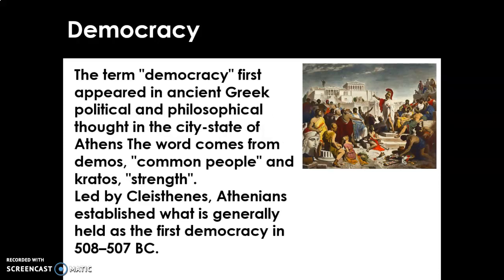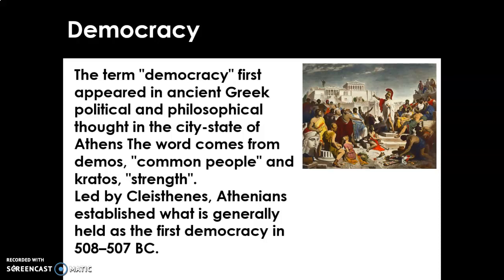The term democracy first appeared in ancient Greek political and philosophical thought in the city-state of Athens. Okay, Athens was the center. So we're back in the city-state of Athens, and the word comes from demos, common people, and kratos, strength, the strength of the people, which, as I said, is a brilliant ideal, but in practice, it's not like that song. We want to be like Common People by Pulp. Common people actually meant male, particular age, particular standing, a citizen. So there were actually a lot of restrictions in place. But it was a really good idea, and it was better than what existed before.